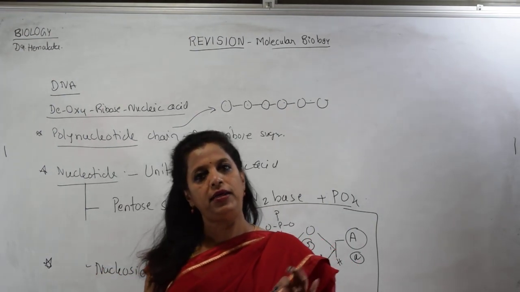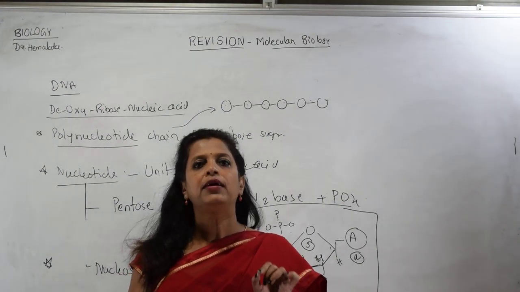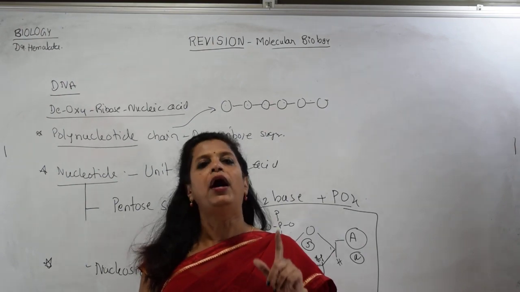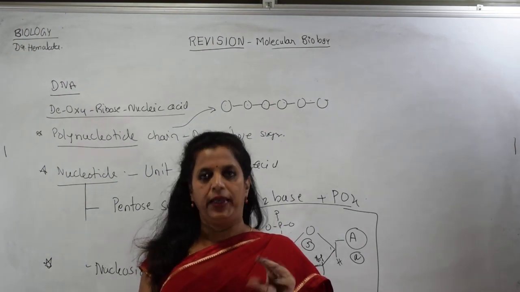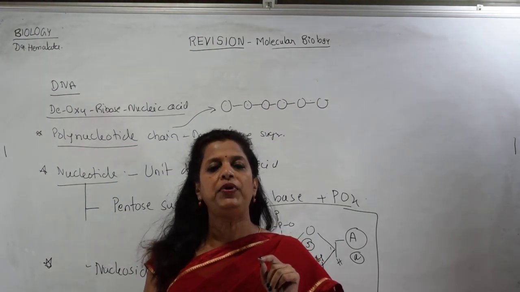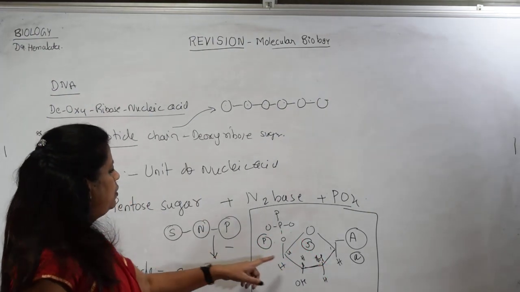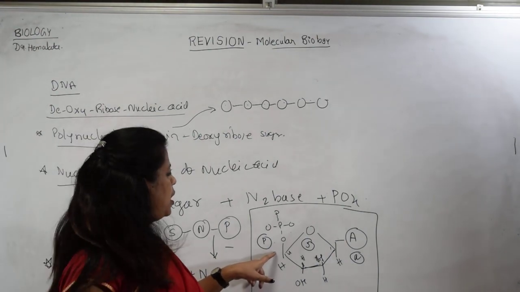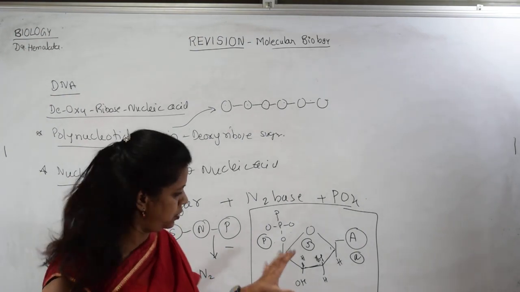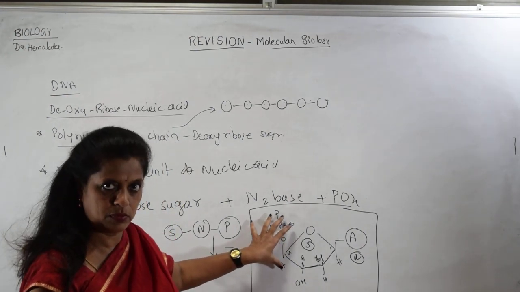So, a nucleotide is a unit of nucleic acid consisting of one pentose sugar, one nitrogen base and one phosphate group. Then, how are they arranged? The phosphate group is attached on the 5 prime end, or 5th carbon atom, of the sugar by a phosphodiester linkage. This is a phosphodiester linkage.